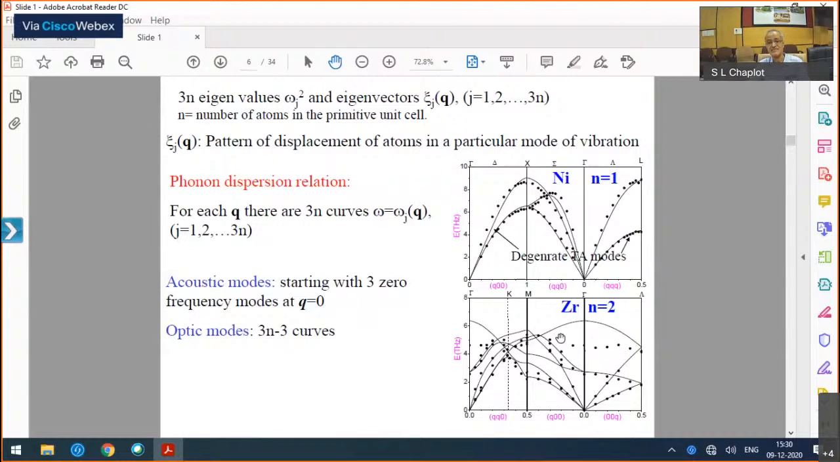And here's another example, zirconium, which is a hexagonal structure and has 2 atoms in the primitive cell. So now that there are 2 atoms, there are 6 phonons at every wave vector. So there are 6 different branches, or 6 different curves, plotted here of the dispersion curve.